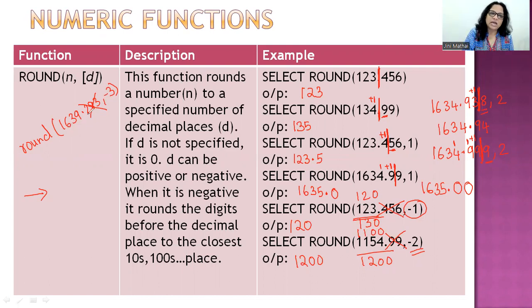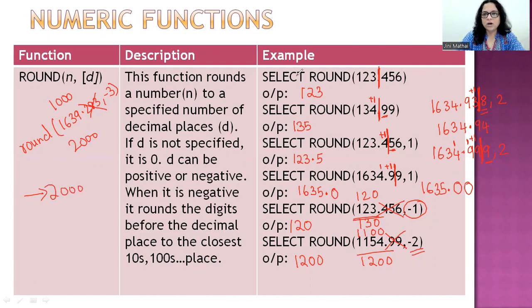Now 1639 comes between which thousand values? One is 1000 and one is 2000. Correct? It's between these thousands places. What is it closer to? 2000. So 2000 becomes your answer.